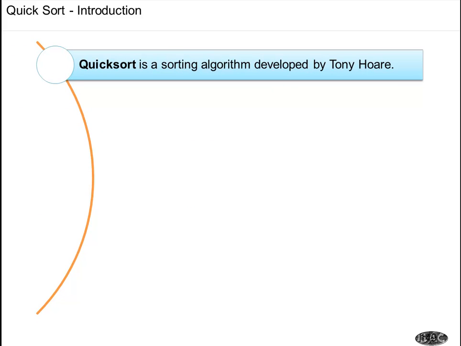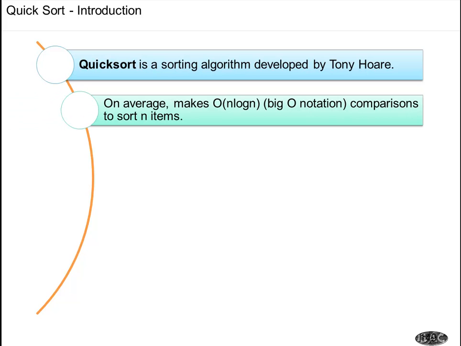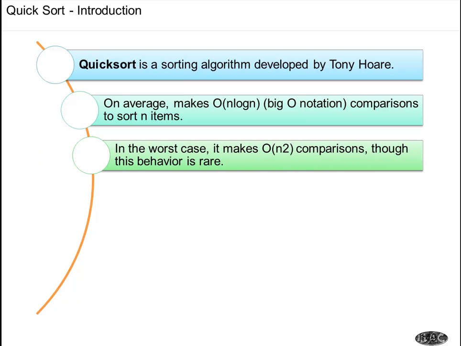First of all, quicksort is a sorting algorithm which was developed by a great computer scientist called Tony Hoare. On average, quicksort makes order of n log n comparisons, that is a big O notation time analysis, to sort n items. So time complexity is n log n. In the worst case, it makes order of n square comparisons, though this behavior is very rare.